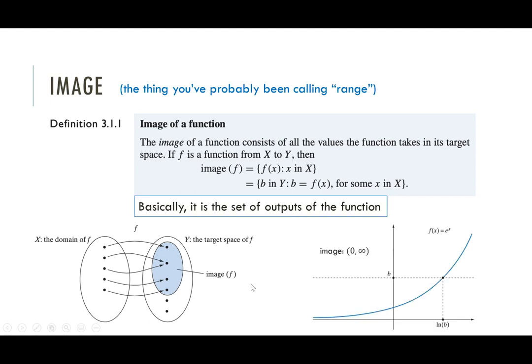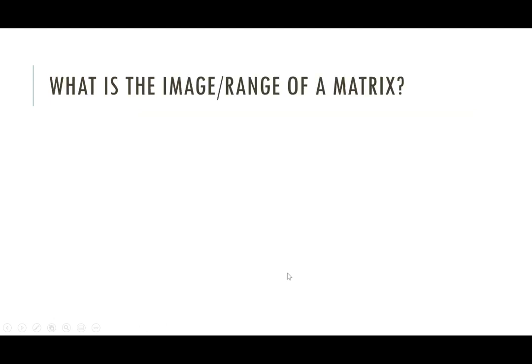Even more familiar to you is something like this. If you have some function e to the x, what's the range? What's the set of outputs? What's the image? As you can see, it's going to be all y values that go from 0 to infinity, but don't include 0. So it's just positive real numbers. But I didn't mention this to go over things you already know. In this class, we are interested in the image or range of a matrix or a linear transformation.